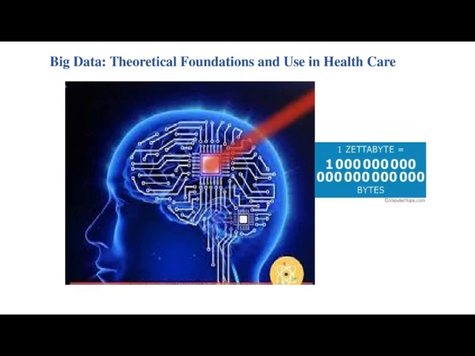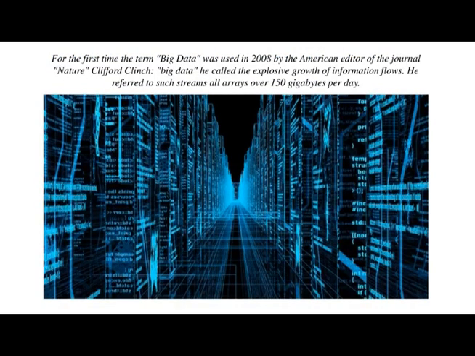Gartner defines big data as meaning large volume, high speed, and/or a wide variety of information assets that require cost-effective, innovative forms of information processing to improve understanding, decision-making, and process automation. For the first time the term big data was used in 2008 by the American editor of the journal Nature Clifford Lynch. He called the explosive growth of information flows. He referred to such streams all arrays over 150 gigabytes per day.